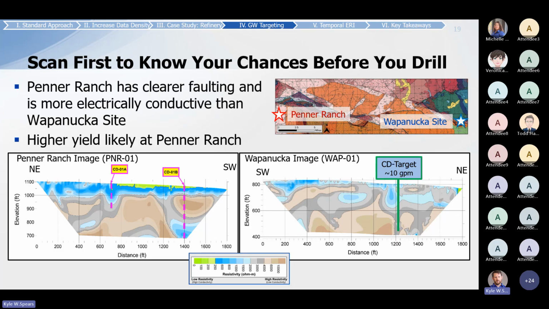On the right-hand side would be an example where we did an image. They wanted to know if they could drill anywhere along that image, and we came back and said, well, everything's pretty resistive overall. You can see a little bit of the blues there on the Wapanucka image on the right. However, these blues aren't overly conductive.